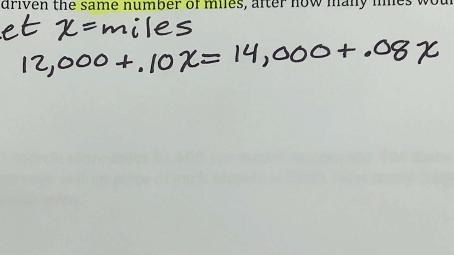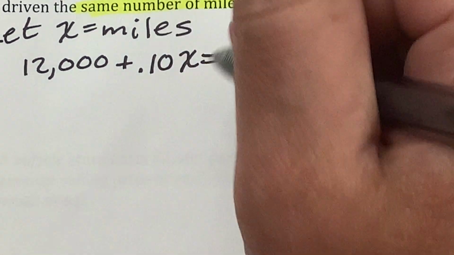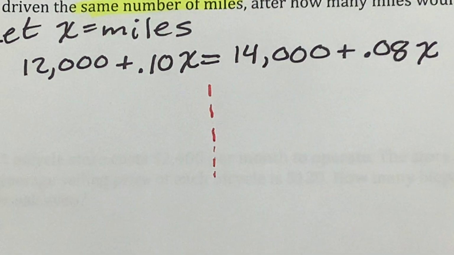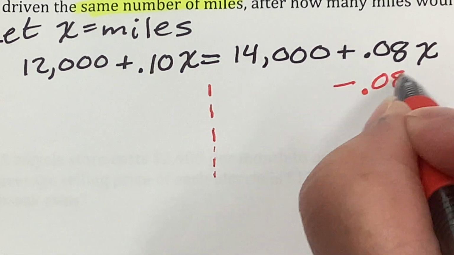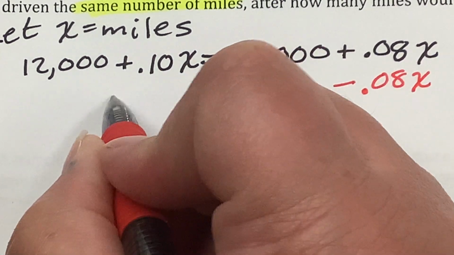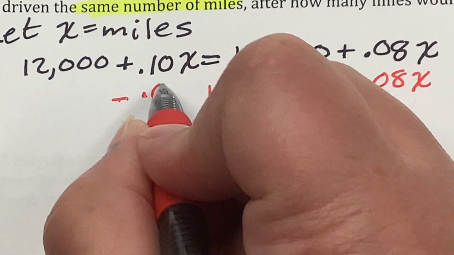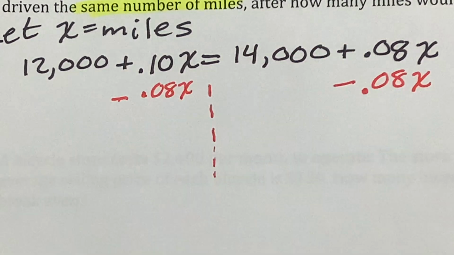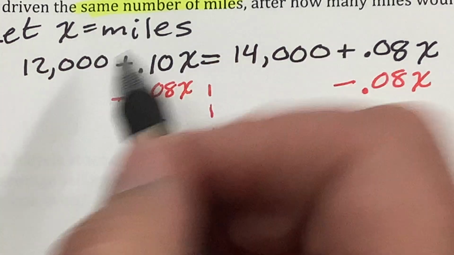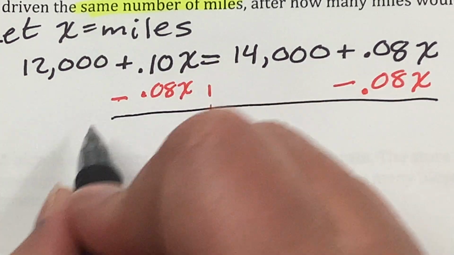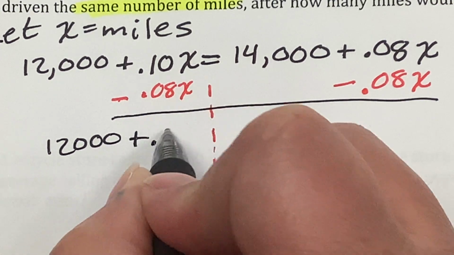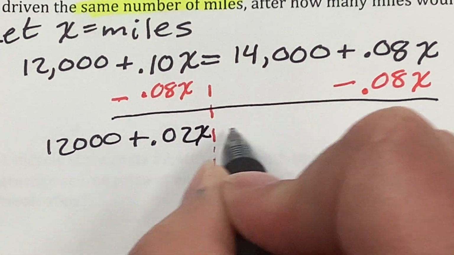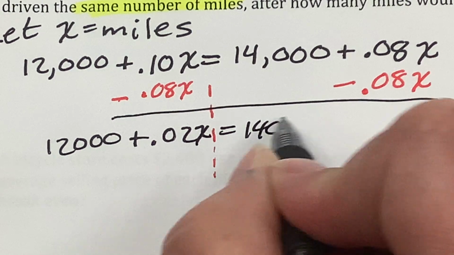All right, I want to get all the variables on one side, all the numbers on the other. And since I'm going over an equal sign, you have to do the opposite. Minus 8 cents times x on both sides. And you get your variable on one side. You get 12,000 plus 2 cents per mile equals 14,000.